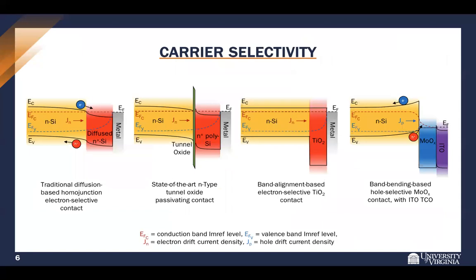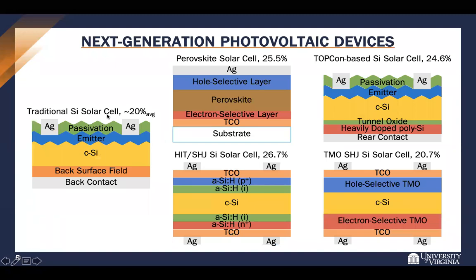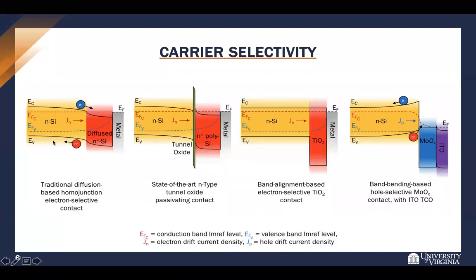So what is carrier selectivity? First, I'll go over a traditional diffusion-based homojunction electron selective contact. This is made by diffusing dopants into the silicon absorber, and this induces band bending, which allows the electrons to flow downhill towards the metal contact, while holes will flow uphill away from the contact. So it obtains its selectivity from the band bending by doping.